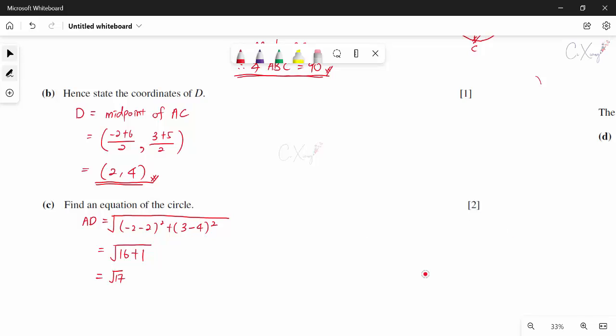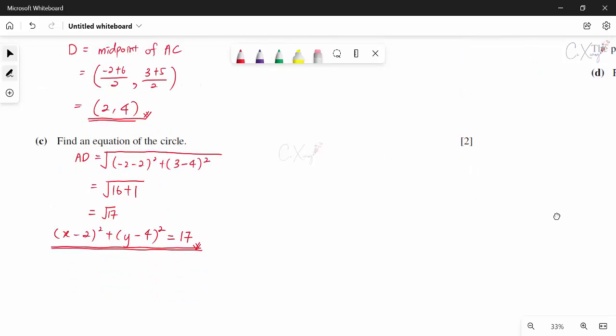Okay, so you already have the radius, you have the center, therefore we can write out the equation for the circle. So it will be (x - x coordinate of center)² + (y - y coordinate of center)² = r². So you can write it as (√17)², or you can simplify it to 17. Okay, so this is the equation of the particular circle that we have here.